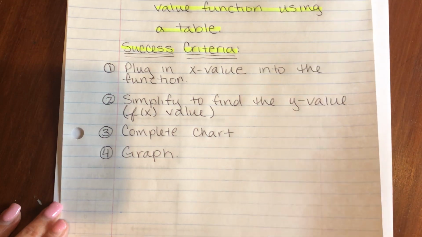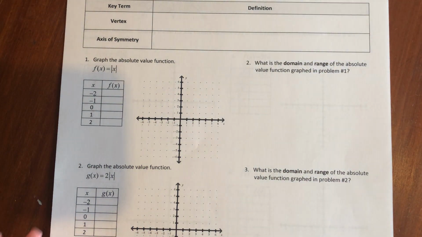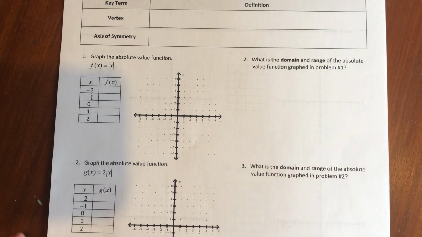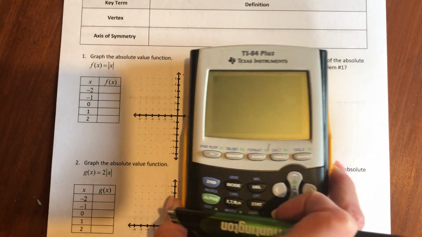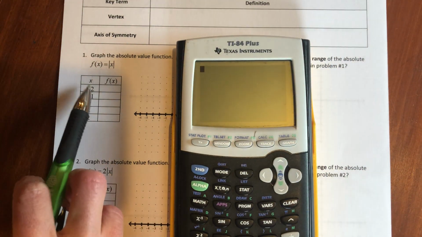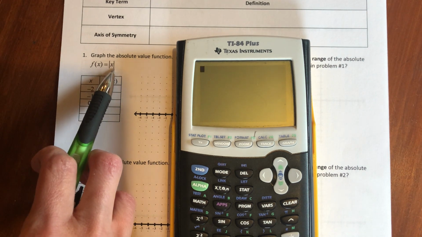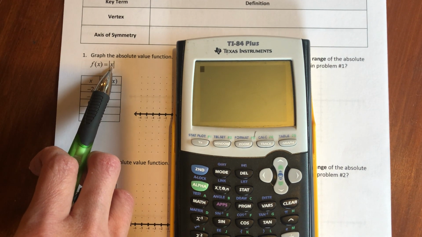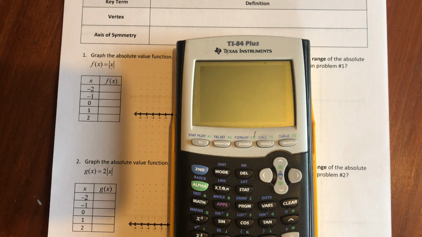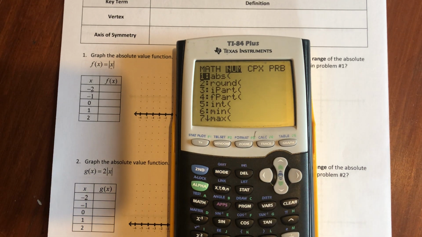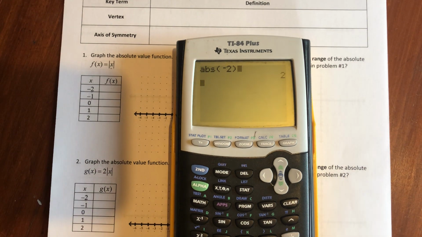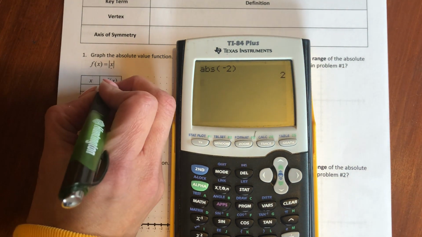So let's try that. Let's look at number 1. Graph the absolute value function. So step 1, take your x value. So I'm going to start with -2, and we're going to plug it into the function for x. If you want to use your calculator, just a quick review, you go to Math, over to Number, enter, put in your value, and there's your answer.